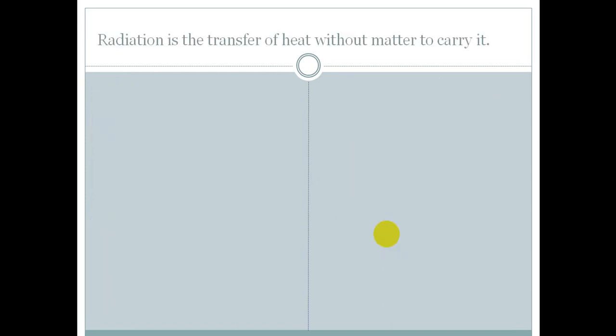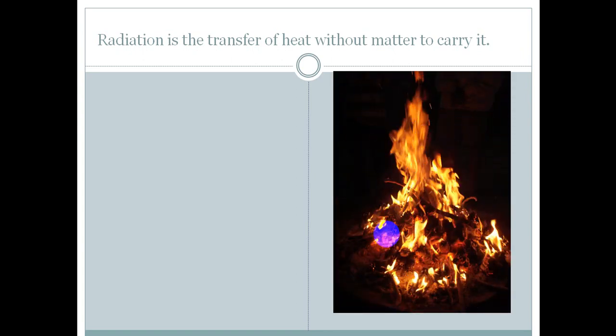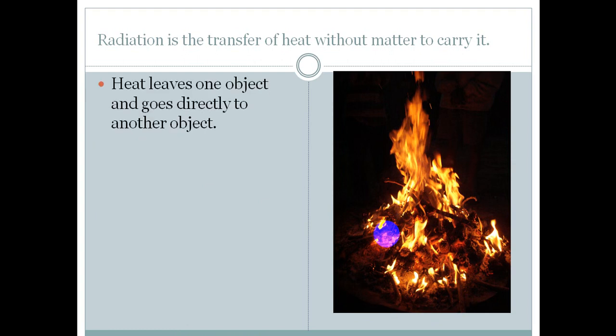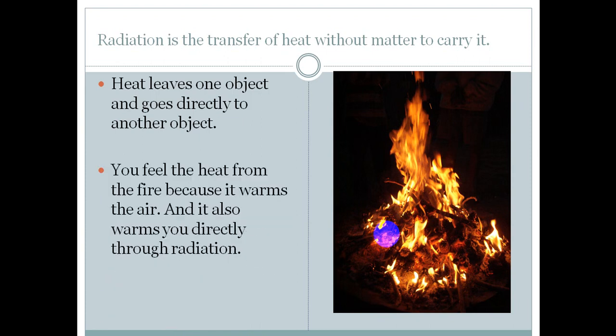A third way for transferring or moving heat is called radiation. What is radiation? Radiation is the transfer of heat without matter to carry. There is no matter, no solid, no liquid, and no gas, only moving in the space without any matter. Heat leaves one object and goes directly to another object without traveling or moving through any matter.